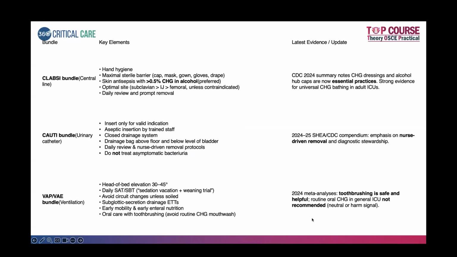So next is the bundle of care. So you have the CLABSI bundle. The key elements are hand hygiene. Then you have maximal sterile barrier, that is cap, mask, gown, gloves, drape, skin antisepsis with more than 0.5% chlorhexidine gluconate in alcohol. Optimal site is to go with subclavian over IJV, over femoral, and daily review of the catheter site and prompt removal.